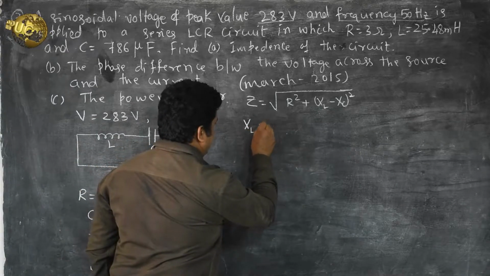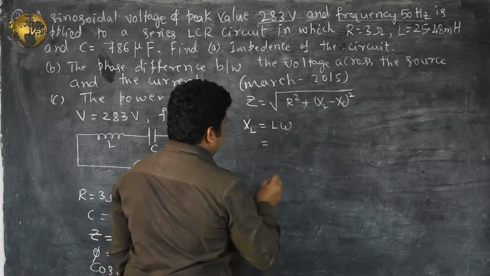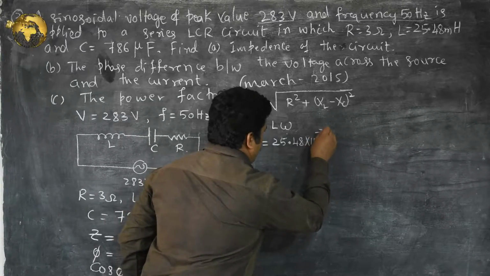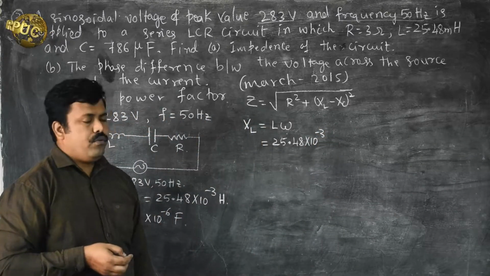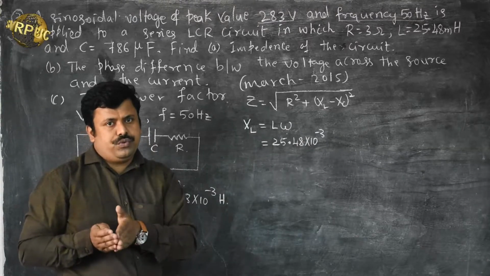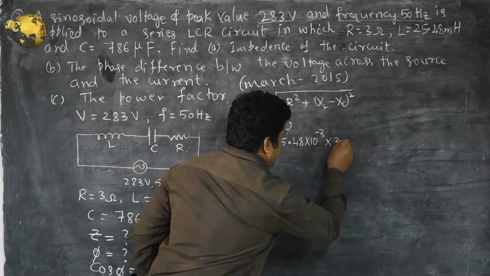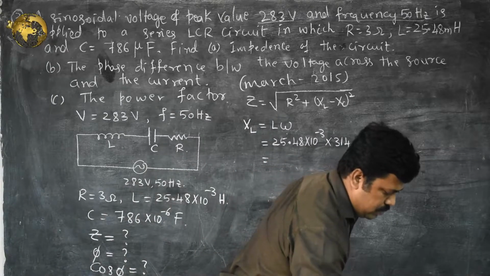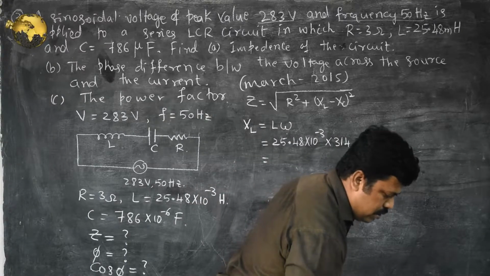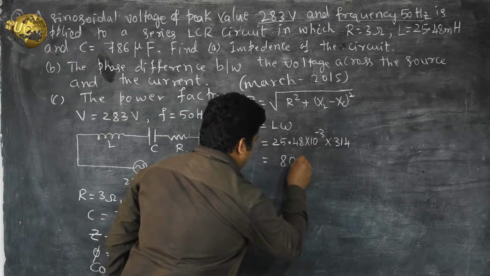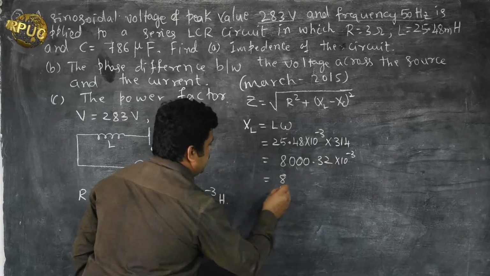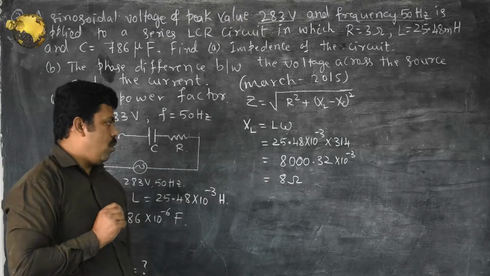XL is inductive reactance, which is given by L omega. So L is 25.48 into 10 to the power minus 3. Omega is 2 pi f. I am writing it directly because omega is 2 pi f, 2 into 50 into 3.14, that is 314. So 314 into 25.48, you get 8,000.32 into 10 to the power minus 3, which is 8 ohm. We get it as 8 ohm.